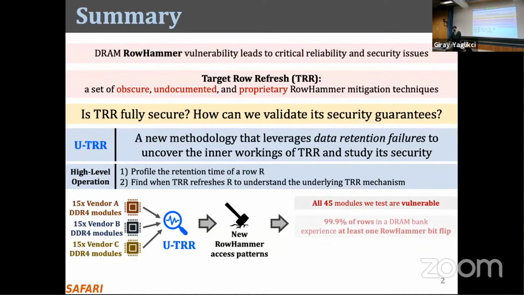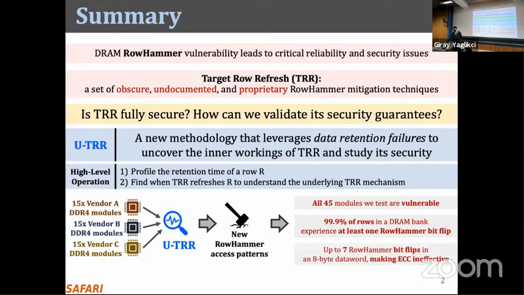So our results show that first, all 45 modules we test across 3 vendors are vulnerable to our new RowHammer access patterns. Second, our access patterns cause at least 1 bit flip in almost all DRAM rows in many of the modules. And this makes system level attacks easier to mount, as the attacker basically has the ability to cause a bit flip in almost any row inside the DRAM module.